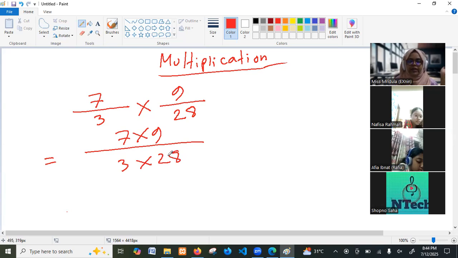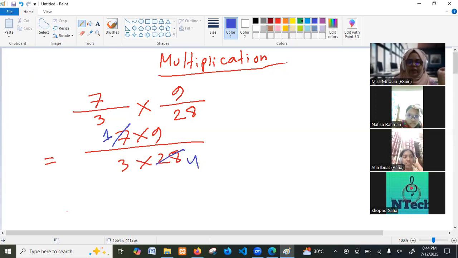Okay. So rather than doing the multiplication and going to the third step, we can cut out the upper and the down number here because the numbers are rather small. So we can see 7 and 28. Both can be divisible by 7, right? 7 ones are 7 and 7 fours are 28. So I can cut this with 7 by 1 and this with 4.